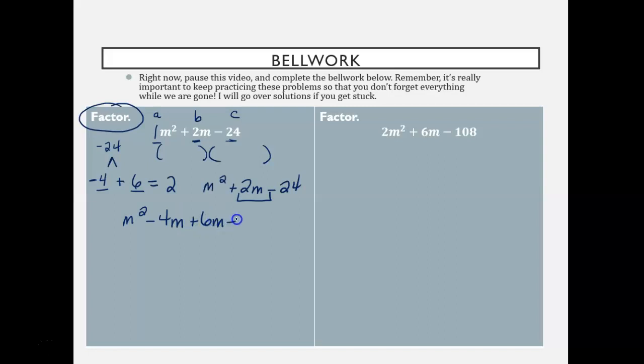Plus 6m minus 24. I'm looking for the GCF of the first two. M squared and 4m can both be divided by m. I had 2, I took away 1, so that leaves me with 1. And so that's m minus 4.